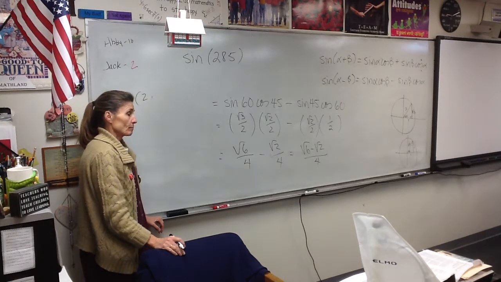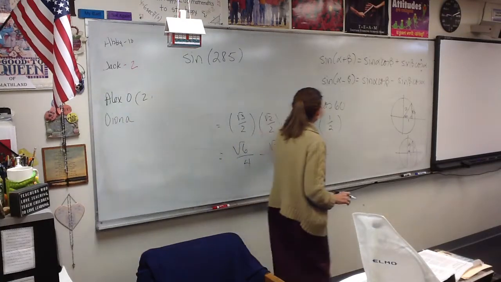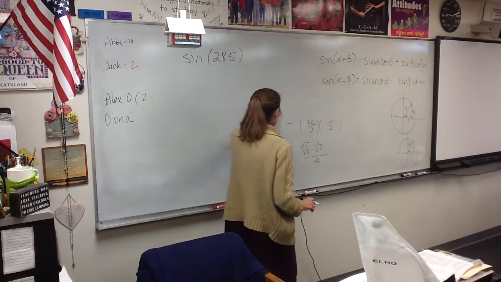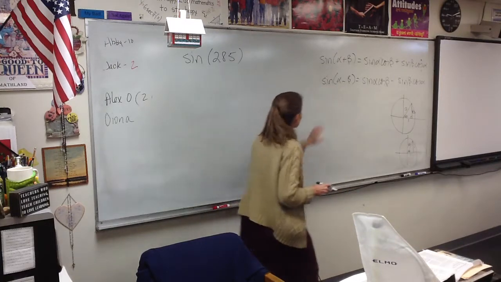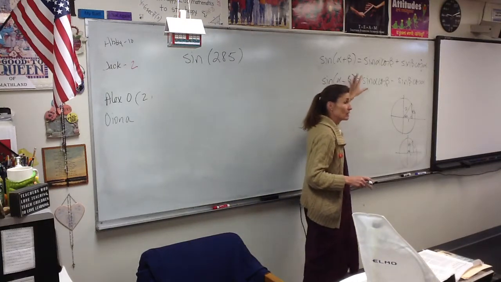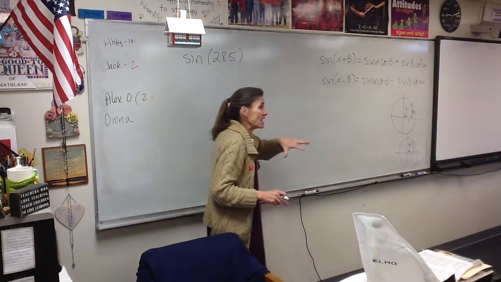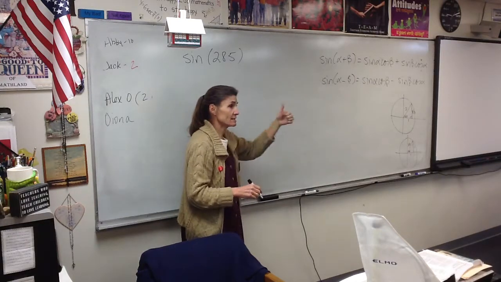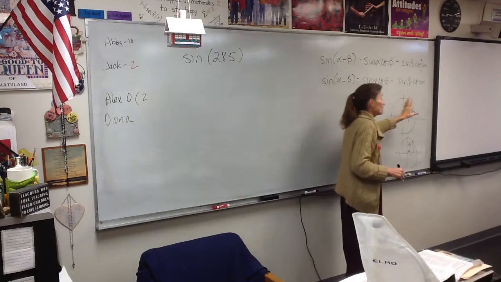Now, to do the sine of 285, we're going to have to break 285 down into two angles. You can only accommodate two. You're going to add two angles together, or subtract them. But the angles that you're adding and subtracting have to be 30s, 60s, or 45s. But they don't have to be in quadrant 1.